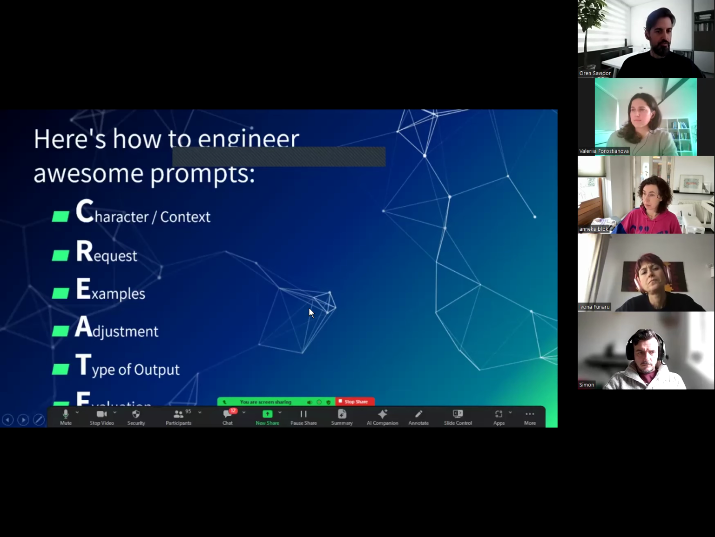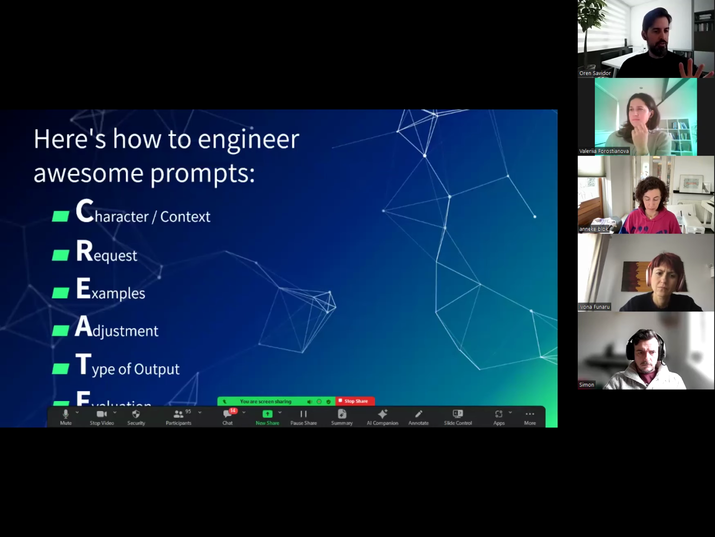So what is the Create model? Basically, it's an acronym: character or context, the request, the examples that we give it, any adjustments to the output, the types of output that we want to get, and the evaluation. I want you to think of these stages. We're going to move through them one by one, and on each step feel free to chime in and write in the comments what you are using it for.